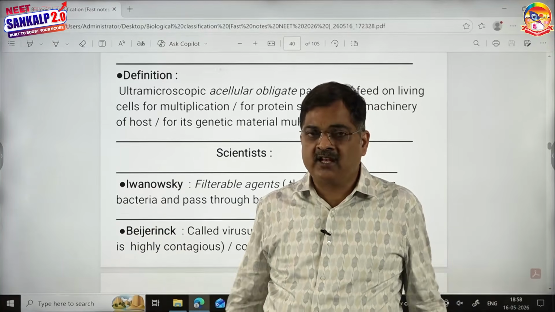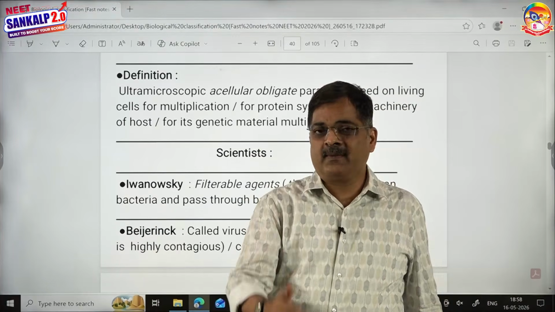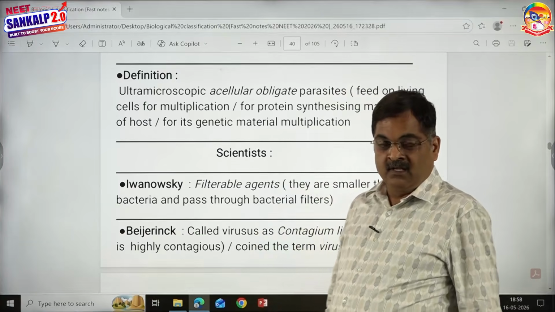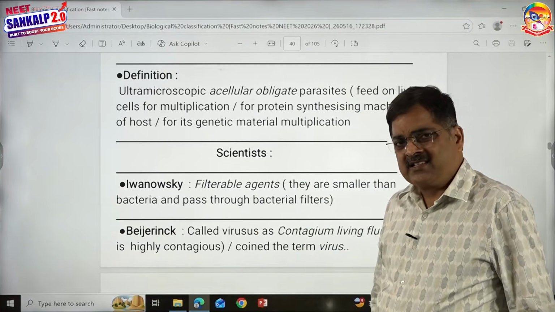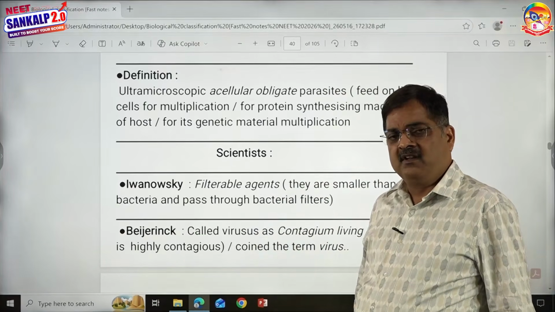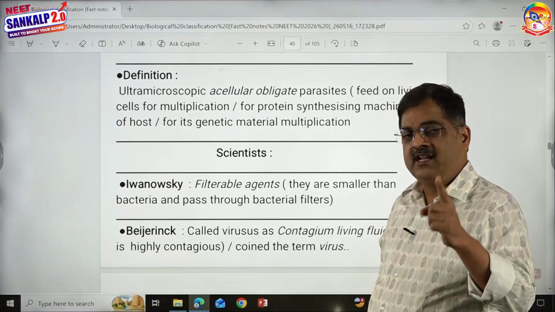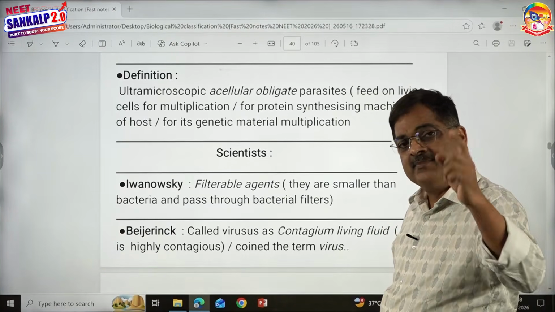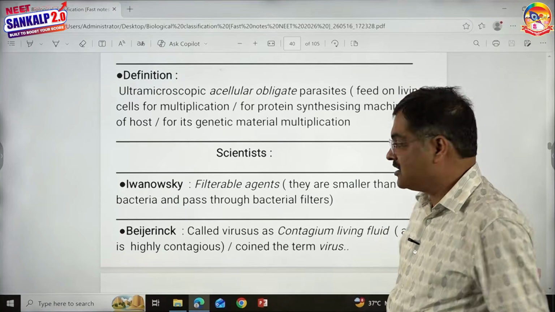It cannot produce protein. It is feeding on you because you have some enzymes which can help its genetic material multiplication. So when I say viruses are parasites, it is not for food and water, it is for their multiplication. They are depending on the protein synthesizing machinery of your cell, and enzymes for replication of their genetic material. Understand that.